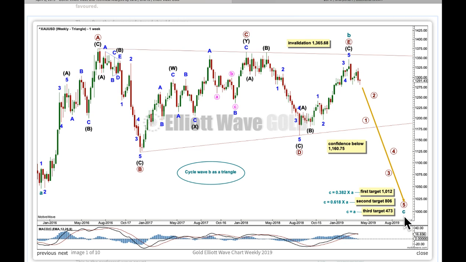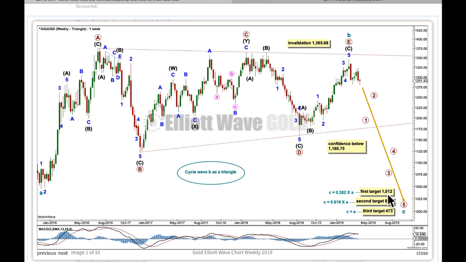Wave C must subdivide as a 5-wave structure, either an impulse, which is much more likely, or an ending diagonal, which is less likely. Impulses are more common in C waves. I've got 3 targets for cycle wave C, all of them expecting to see Fibonacci ratios to cycle wave A, and this is how I'm going to approach these targets.